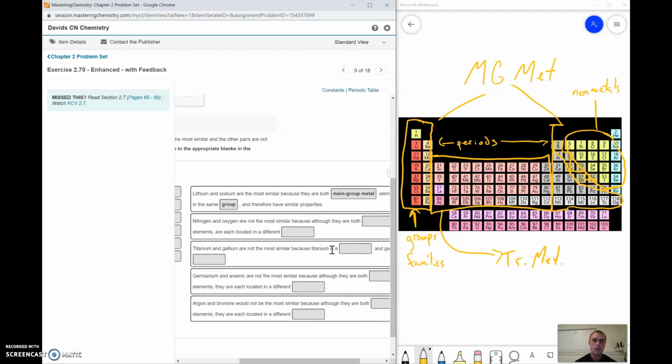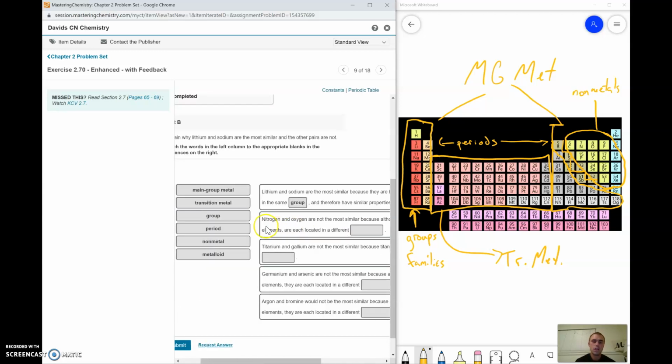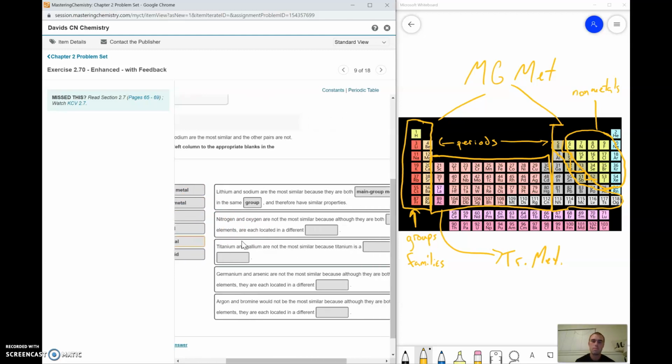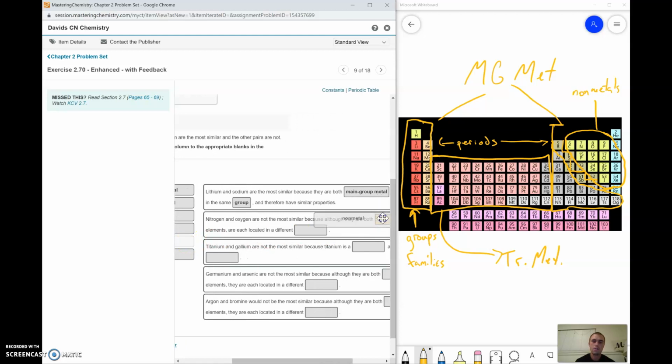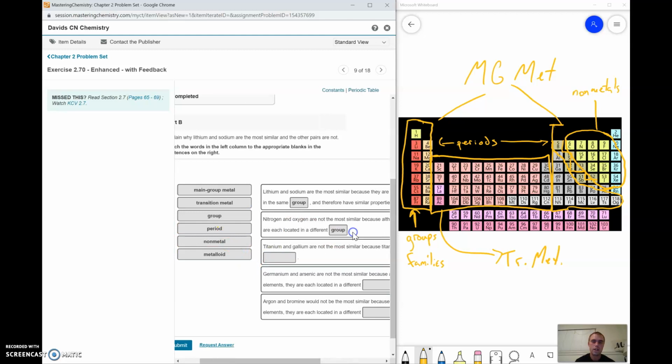Nitrogen and oxygen are not the most similar because they are both blank elements and are located in a different blank. Okay, so although they are both blank elements, let's see, not metals, not metalloids, let's go with non-metals. Drag that over. And each are located in a different, let's see, nitrogen and oxygen are here. They're in the same period. They're going to be in a different group. And we can drag that here.